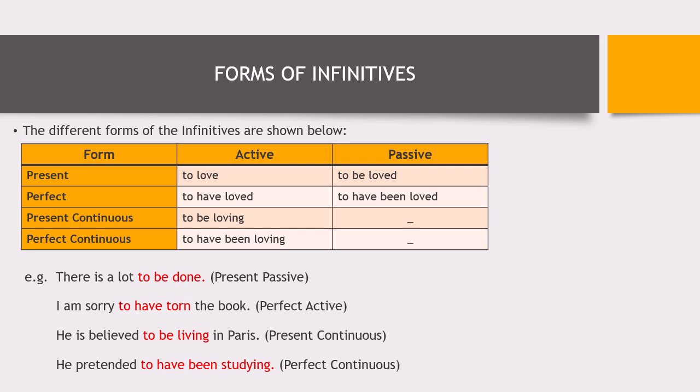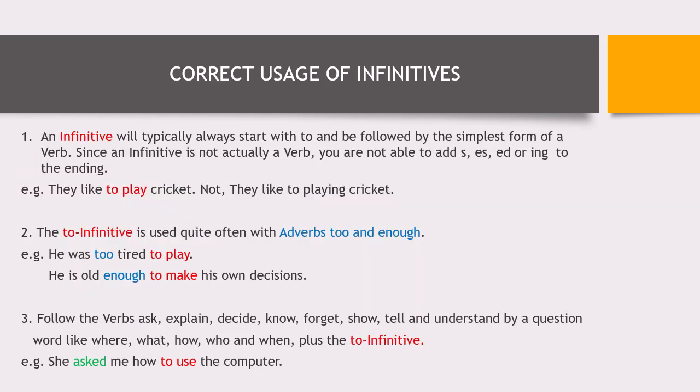Forms of infinitives. The different forms of the infinitives are given in the table. For example, there is a lot to be done. Present passive: I am sorry to have torn the book. Perfect active: He is believed to be living in Paris. Present continuous: He pretended to have been studying. Perfect continuous.